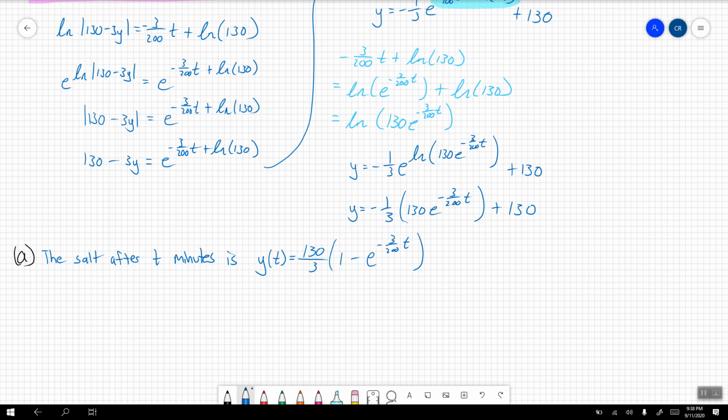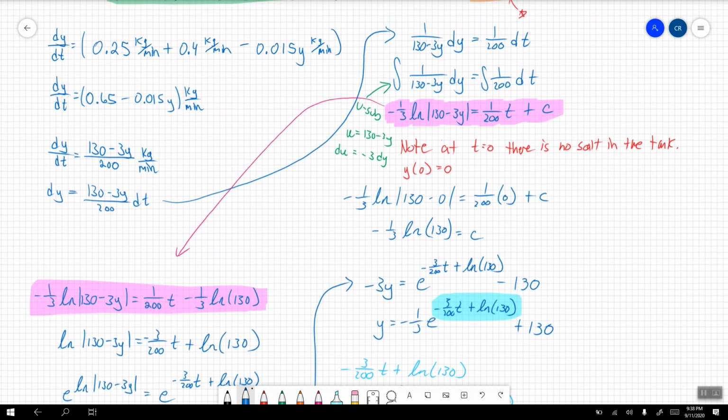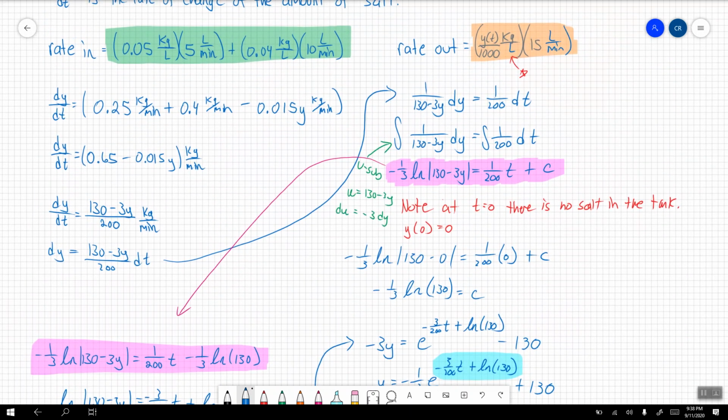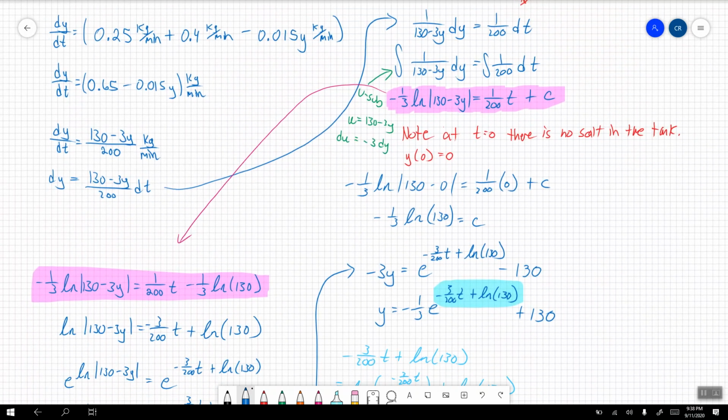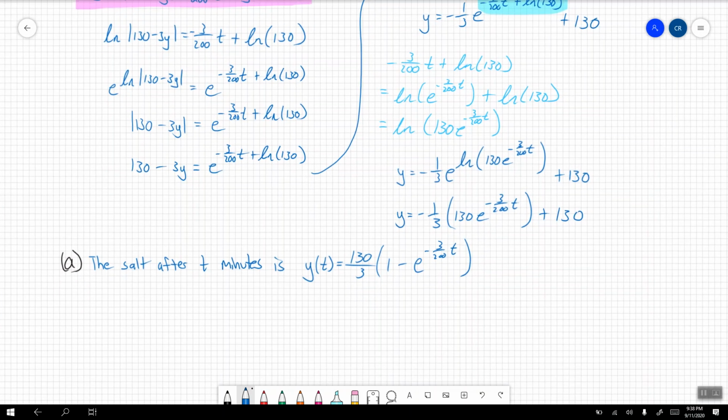The unit of measurement here, well, salt, as we saw before, we were given the rate. The rate was kilograms per minute. And if we integrate the rate, then we should naturally just be left with kilograms.